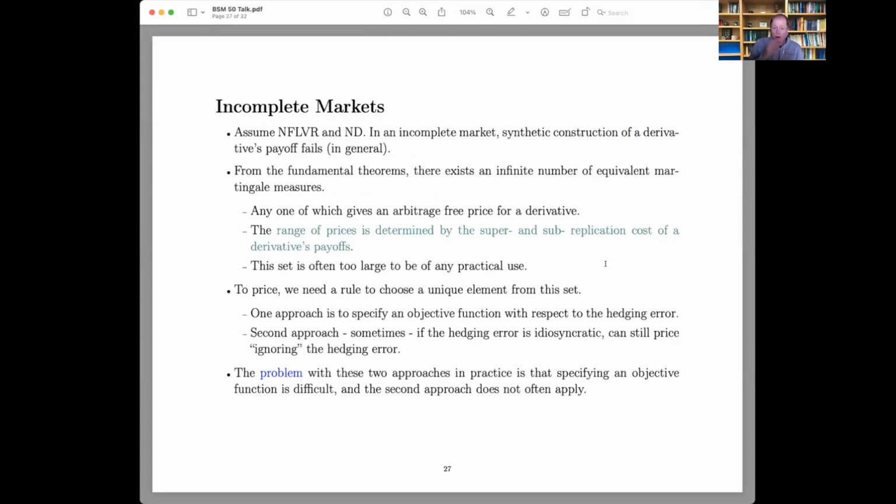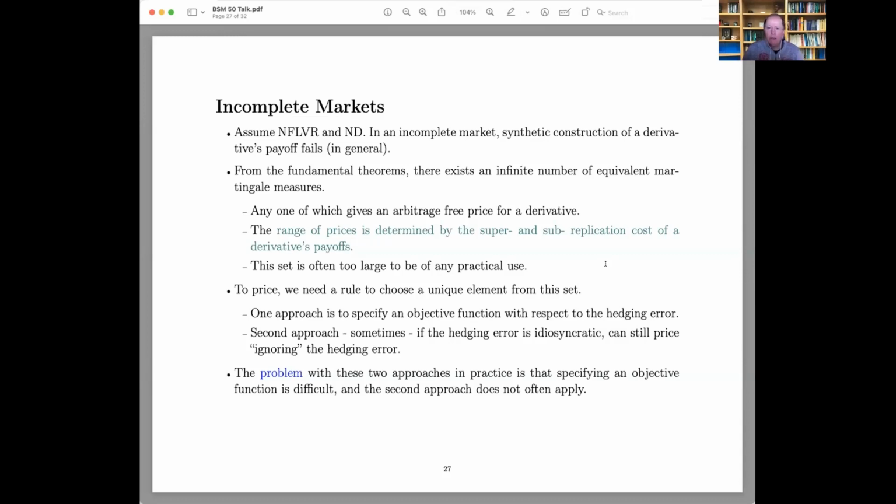Incomplete markets. All right, we want them to be nice, so we're going to assume NFLVR and ND. And of course, that means there exists an equivalent martingale measure. But we're going to assume the market's incomplete, so synthetic construction fails. Now, the fundamental theorems and the mathematics of that enables us to understand these markets. And one can show there exists an infinite number of equivalent martingale measures. And any one of those gives an arbitrage-free price for a derivative using risk-neutral valuation. Any one of those will give an arbitrage-free price.